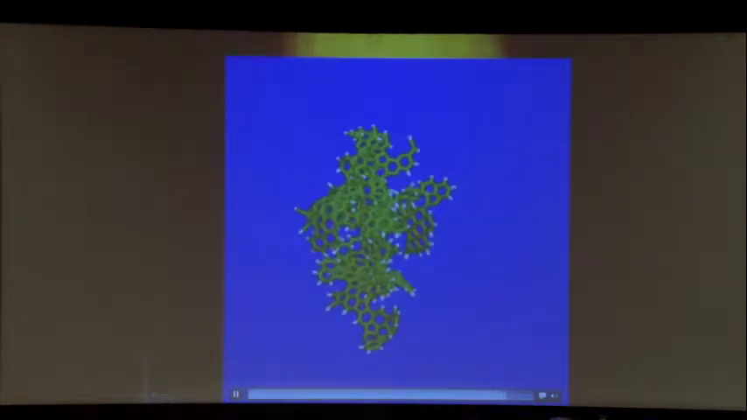So do you do at each step some type of geometry optimization to get those 3D samples? Okay. Yes.